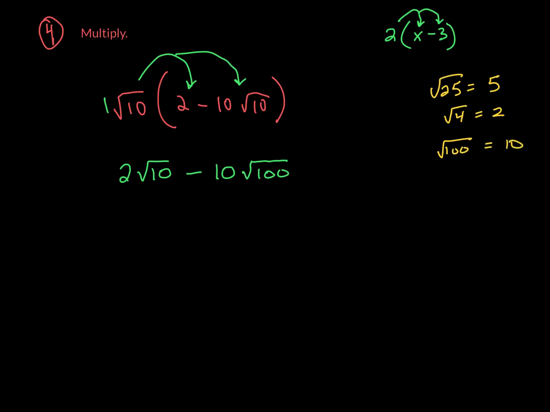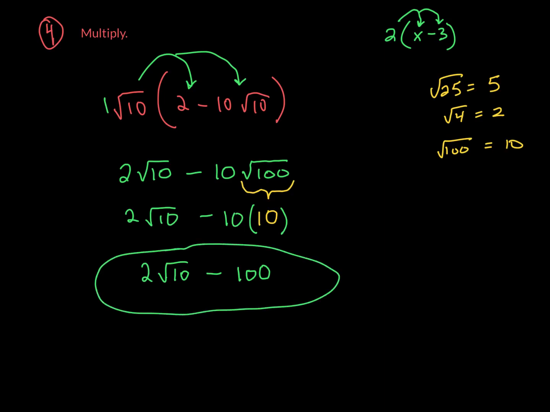So in reality, this part, this square root of 100, is just 10. So we've got negative 10 times 10. So we've got 2 square root of 10. We don't know what the square root of 10 is. But 10 times 10 is 100. And at this point, these are not like terms, so we cannot add them. This is as far as we can go.